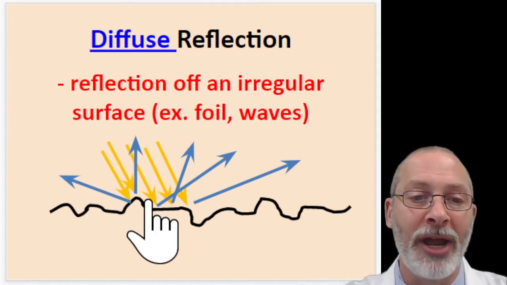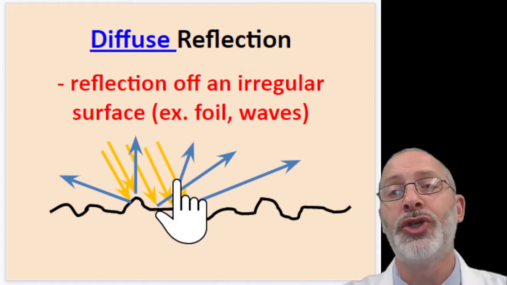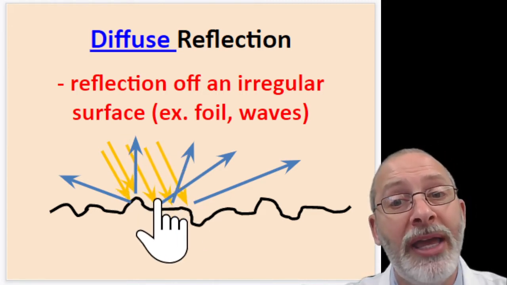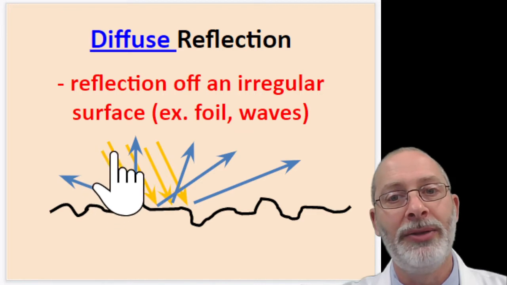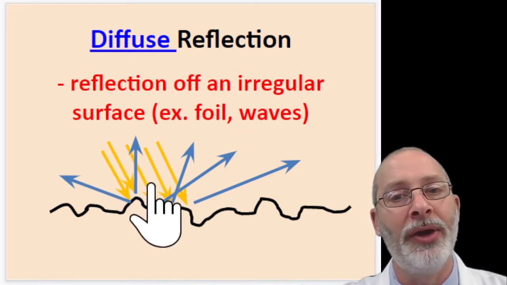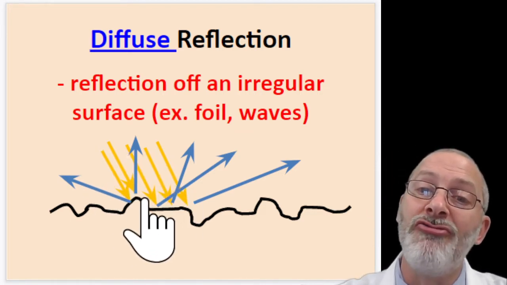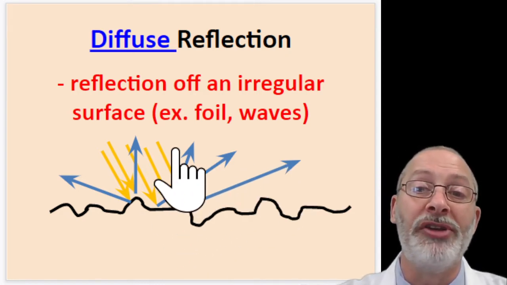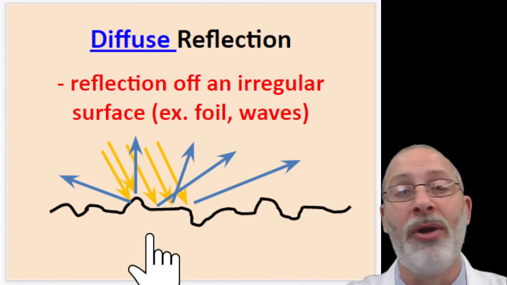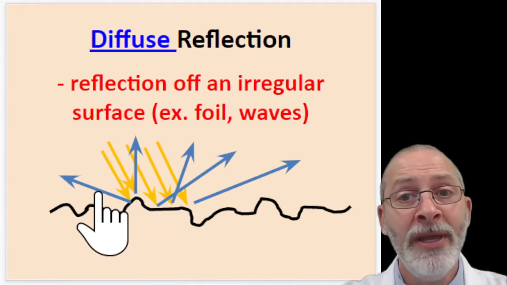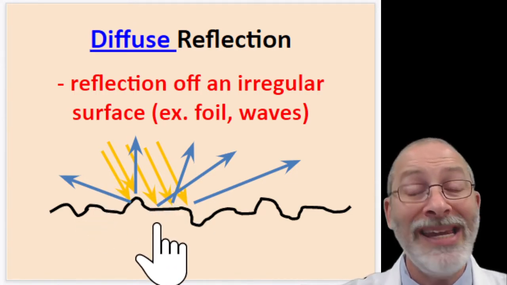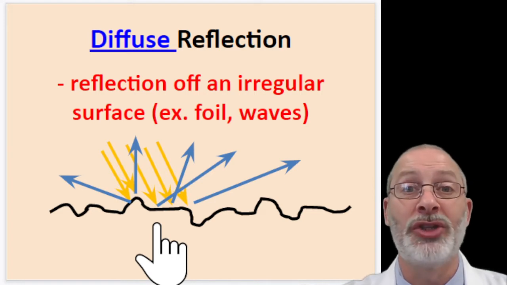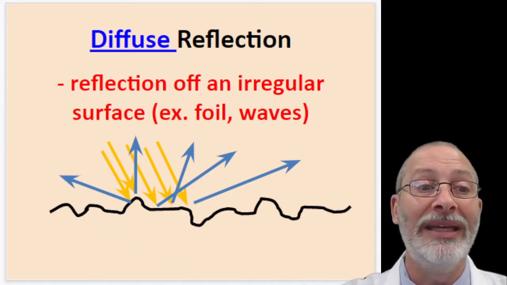On this diagram, the yellow lines illustrate the incoming light rays, the ray model. They're all coming in parallel to one another. But as they hit this irregular surface, the blue lines illustrate the reflected light, and it's going in all different directions. So, yeah, these surfaces can be shiny, but they're not going to show you an actual image.